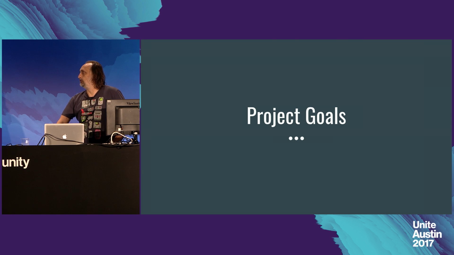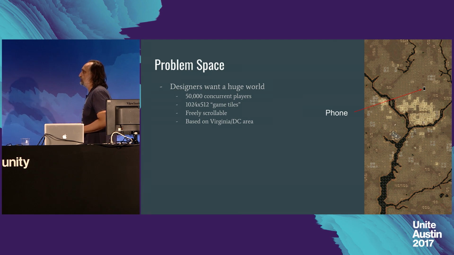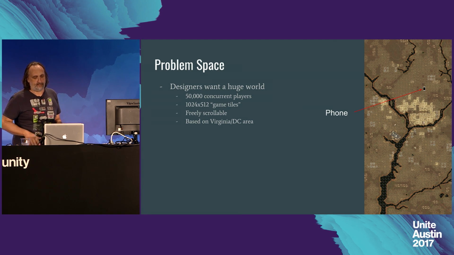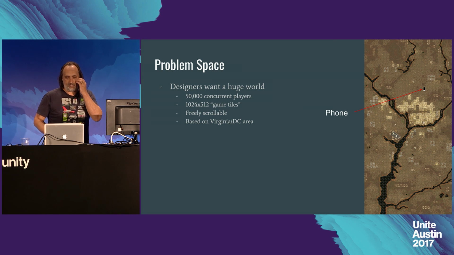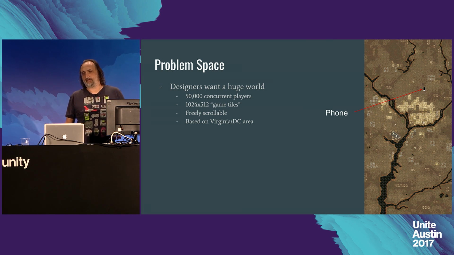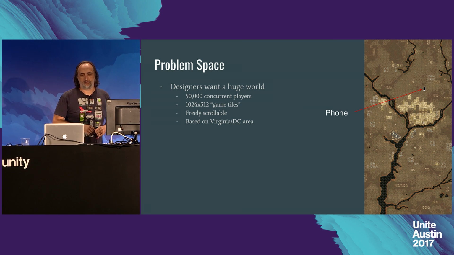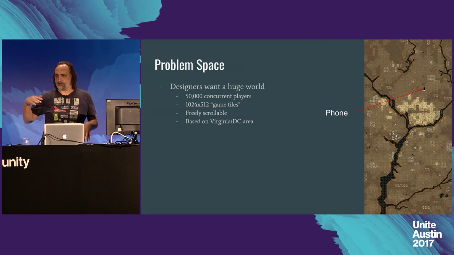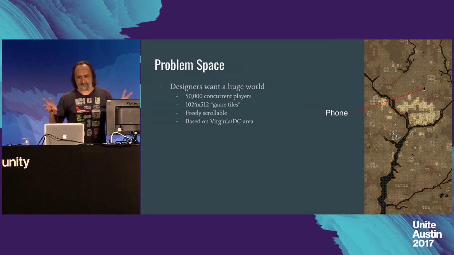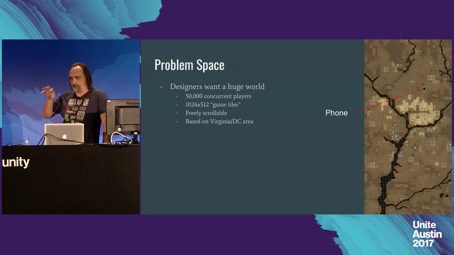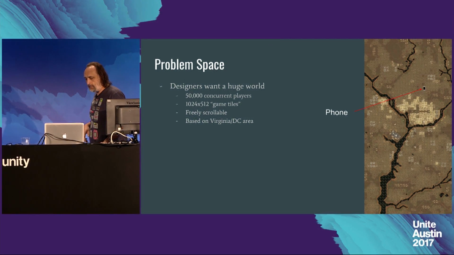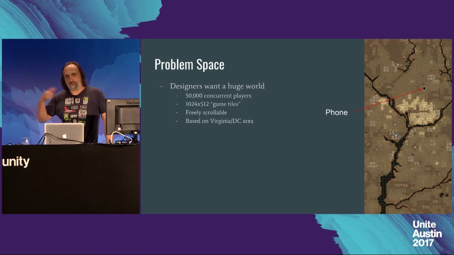So let's talk about the project goals. Basically, our designers wanted a really large world. It needed to be this big scrolling map. They wanted spaces for up to 50,000 players as a sort of high watermark. And so what they basically needed was 1024 by 512 game tiles for players to place bases and things like that. This would be a freely scrollable world. So the user can just swipe and move around it.